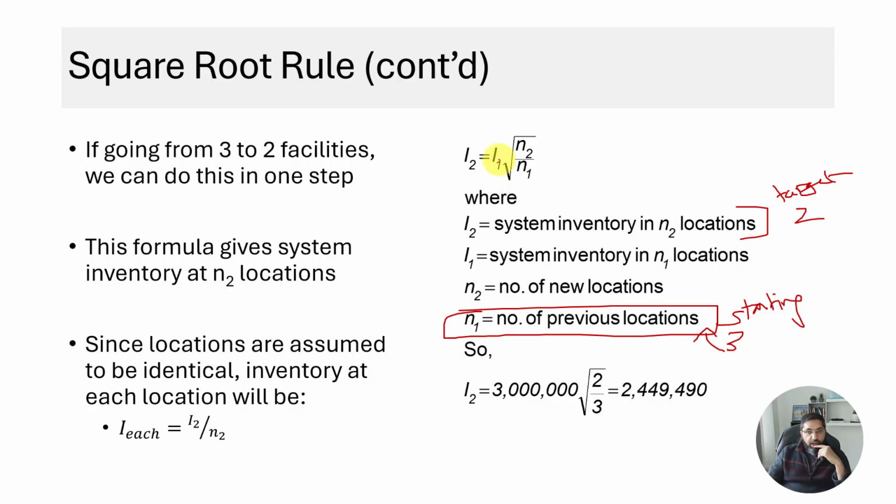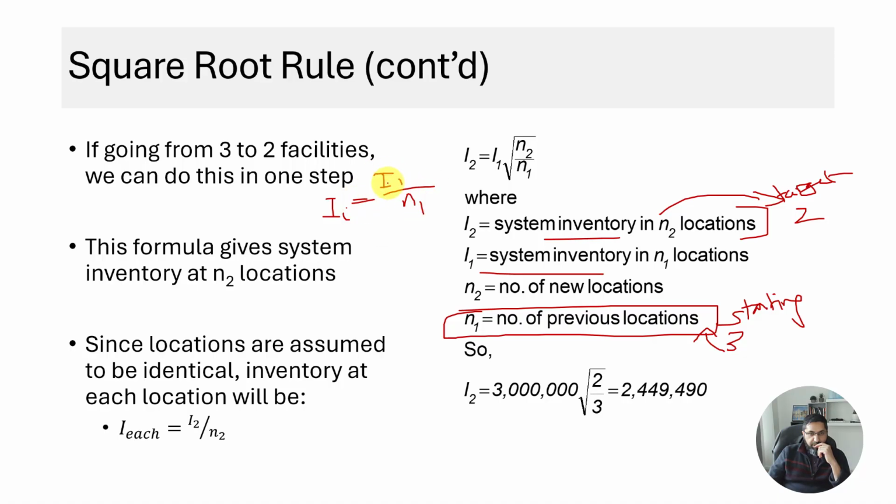And then the I1 and I2 here is total system level inventory. It's not the inventory that is in one location. It's the total inventory across all of the N1 or N2 locations. Okay. If you want to calculate I of i, which is how much inventory is there in each location, then you can do that by doing I1 over N1.